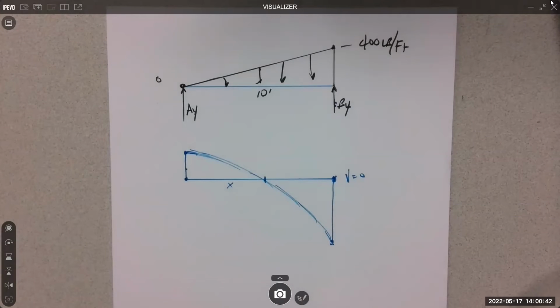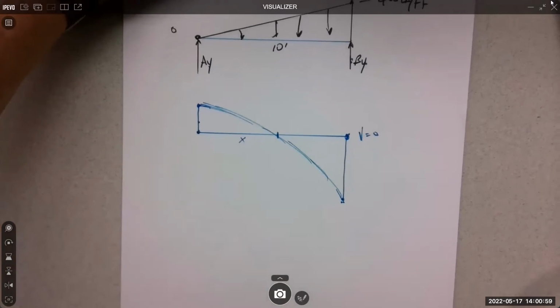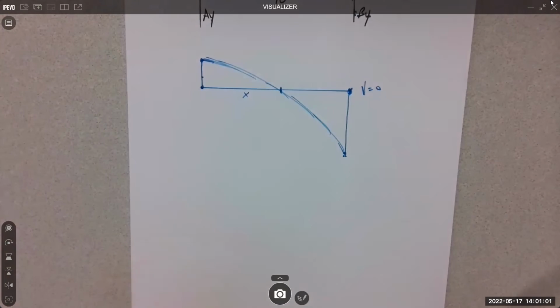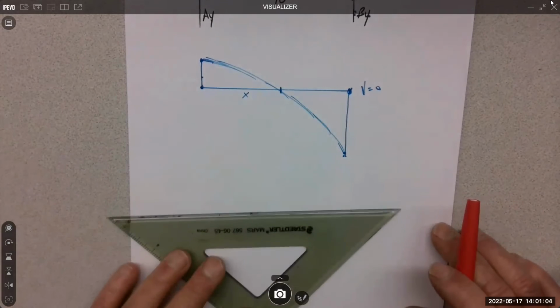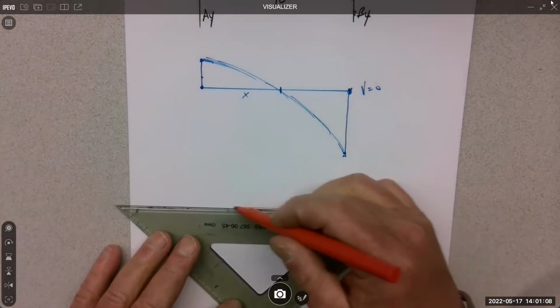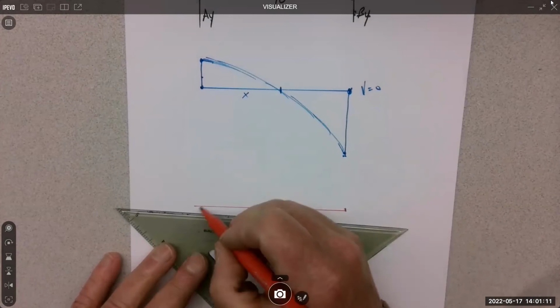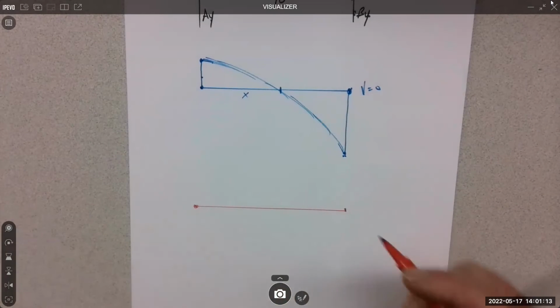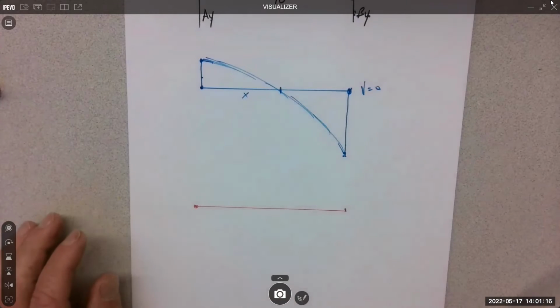That's bending stress. Use absolute value. Don't put the negative in. Yeah, absolute value off the graph. So what's the moment going to look like? We know where this crosses, it's at a max.